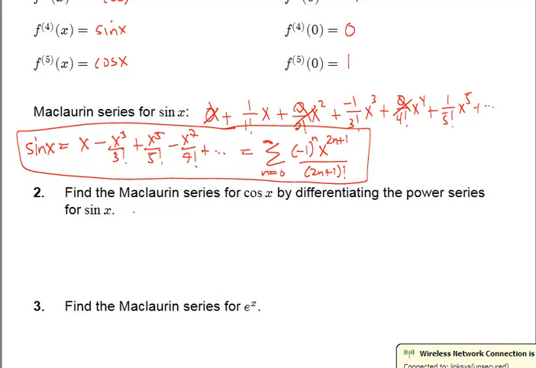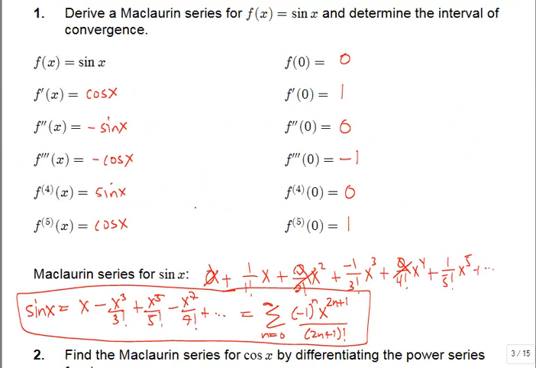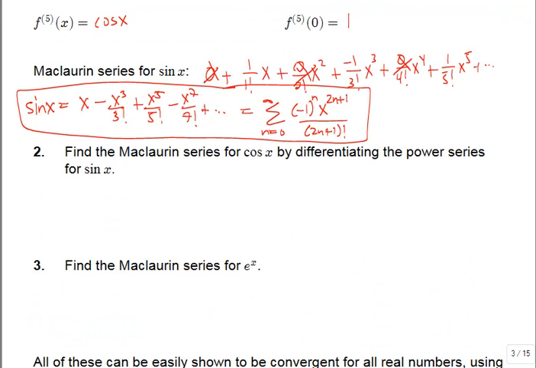Now let's find the Maclaurin series for cosine of x by differentiating the power series for sine of x. So instead of going through this whole process up here again, which is very time consuming to calculate all of these derivatives, what we can do is just manipulate this sine of x Maclaurin series that we already know, and we know that the derivative of sine of x is cosine of x. So the derivative of its power series should be the power series for cosine of x as well.